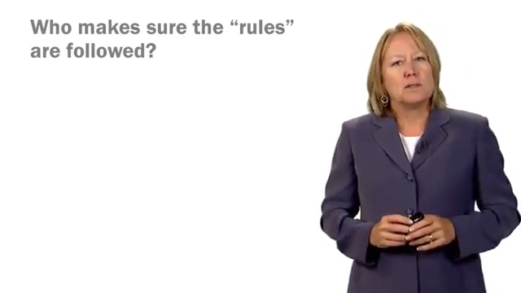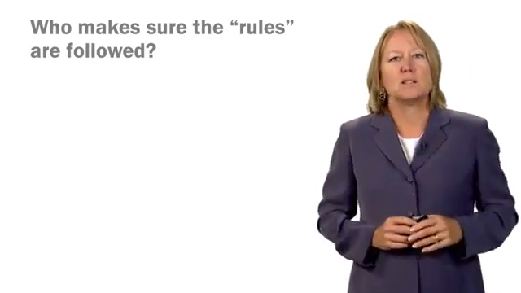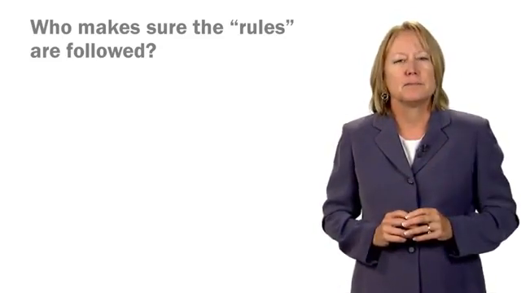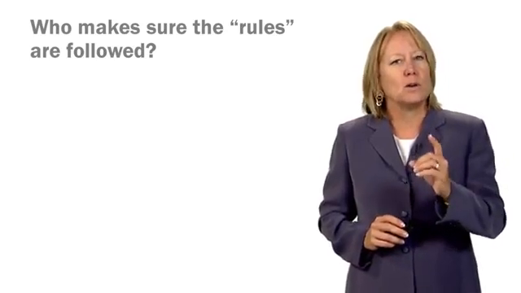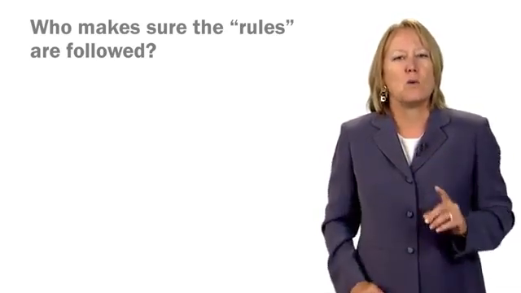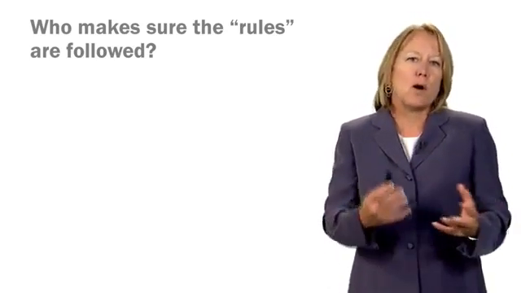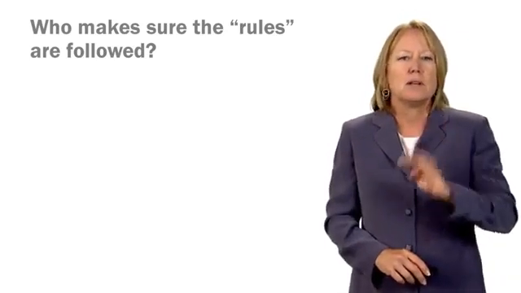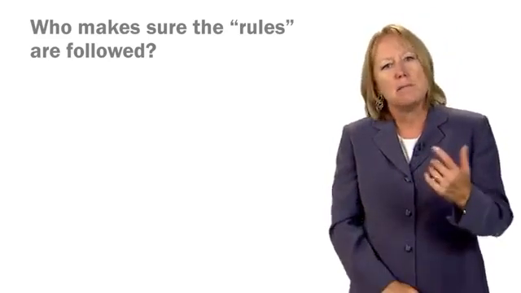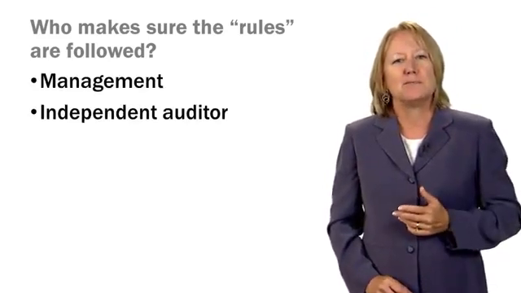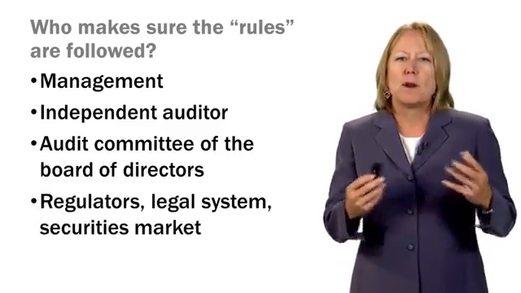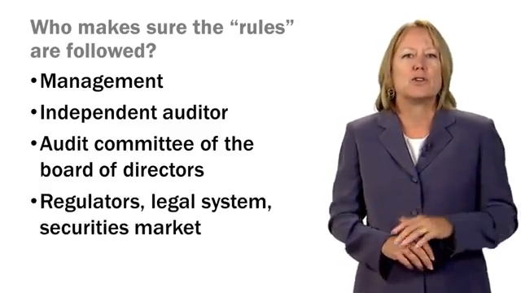So we have the rules. We know who sets the rules, but who makes sure they're followed? We all know that just because they're rules, those rules are not always followed. Well, there are several parties that have some responsibility for making sure these are followed. And we'll talk about, generally speaking, 4 parties: management, the independent auditor, the audit committee of the board of directors and the board itself, and then regulators, the legal system, and the securities market.